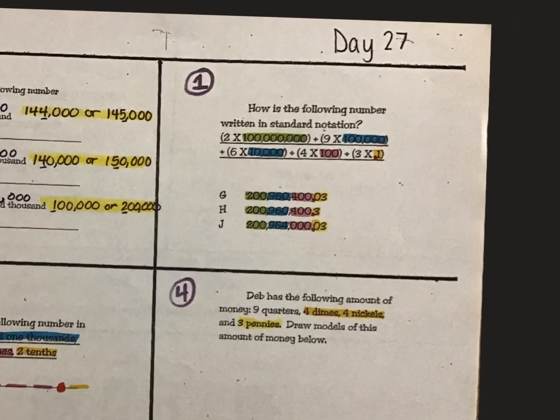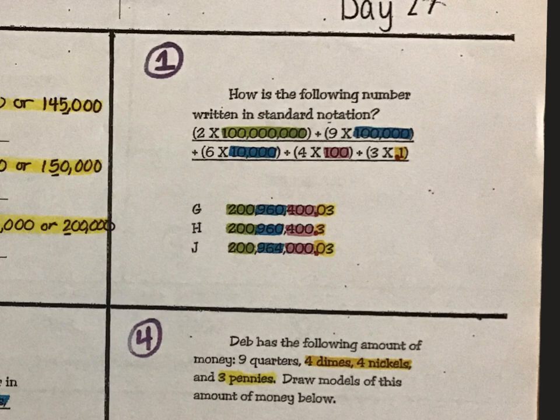Number 1. How is the following number written in standard form? How is the following number written in standard notation? 2 times 100 million plus 9 times 100,000 plus 6 times 10,000 plus 4 times 100 plus 3 times 1/10.